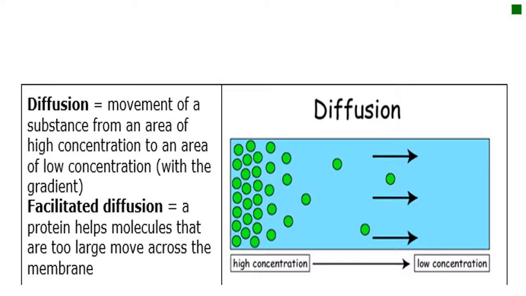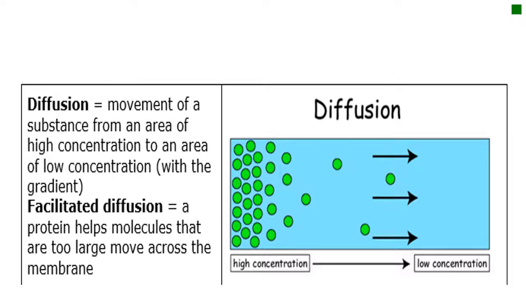And diffusion is just a simple concept. It's the movement of substances. So if you're talking calcium, potassium, or sodium, it's the movement of these substances from an area where you're going to find a lot of potassium, calcium, or sodium, to an area where there's not so much of that stuff, right? It's just kind of natural in a way.